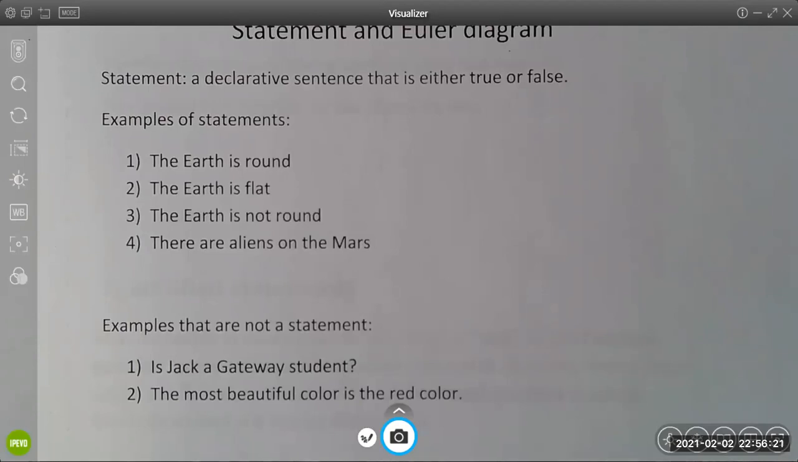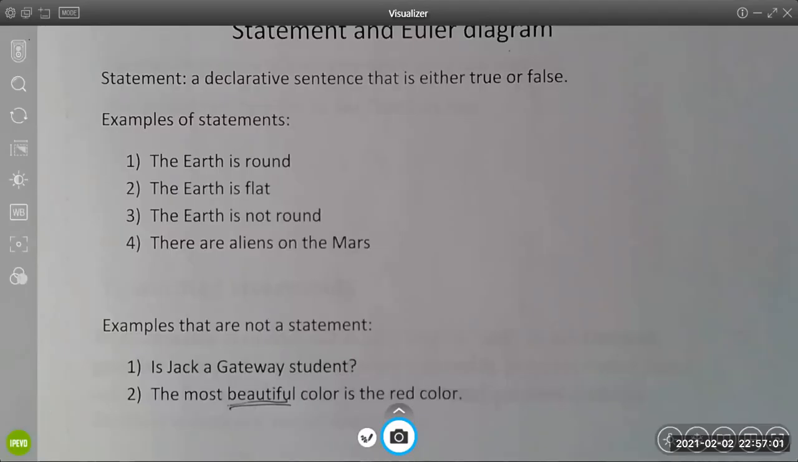Now, second one, the most beautiful color is the red color. So now, this sounds like a declaration. Actually, the outcome of this sentence is not clear. The reason is this word beautiful. Beautiful is a subjective word. It's a person's opinion. Some people think a red color is the most beautiful one, but many other people don't think so. So in other words, this is purely opinion.